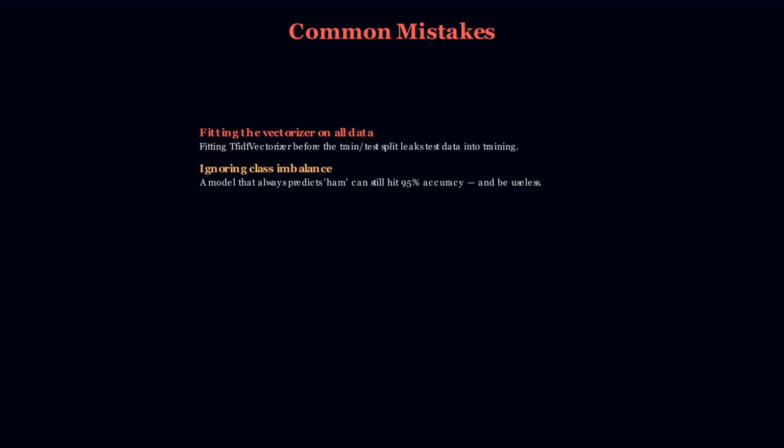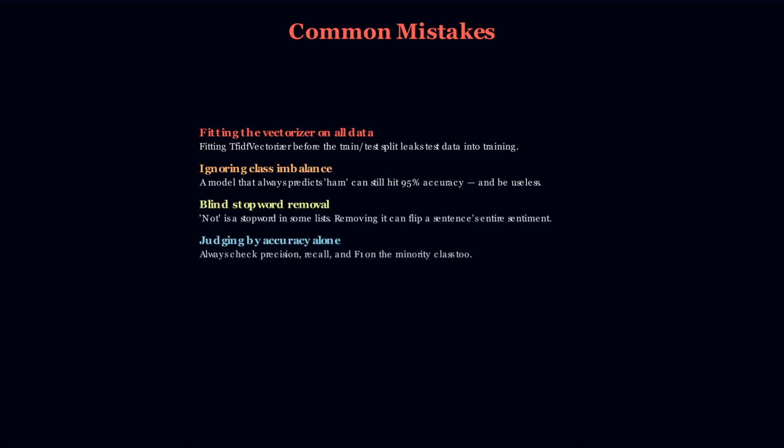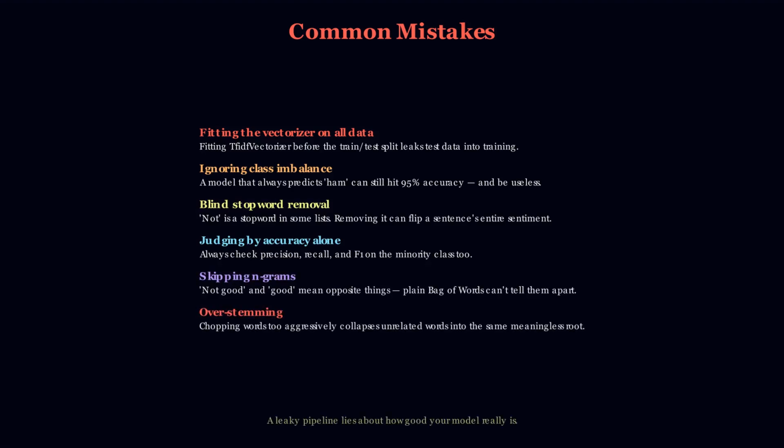Common mistakes. Fitting the vectorizer on the full dataset before splitting, that leaks test data into training. Ignoring class imbalance. A model that always predicts ham can still hit 95% accuracy and be useless. Removing stop words blindly. "Not" is a stop word in some lists, and removing it can flip sentiment meaning. Judging only by accuracy. Always check precision, recall, and F1 on the minority class.